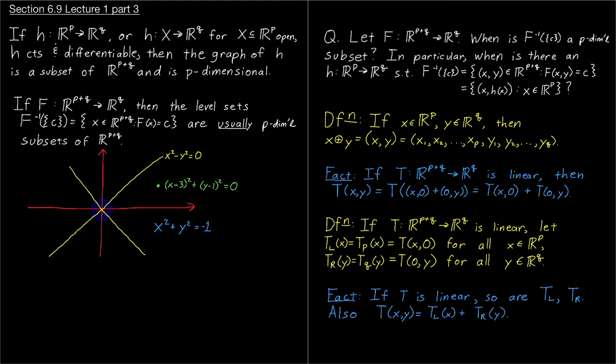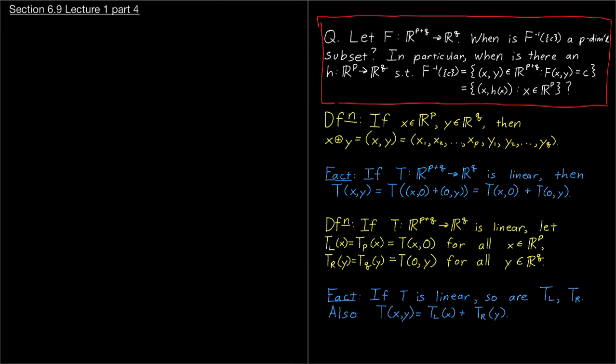And write any linear operator in terms of these two pieces. Now we are going to state the implicit function theorem, which is the theorem that answers this question from the previous slide, that tells us when we can write a set, the level set of a function, as the graph of some other function.